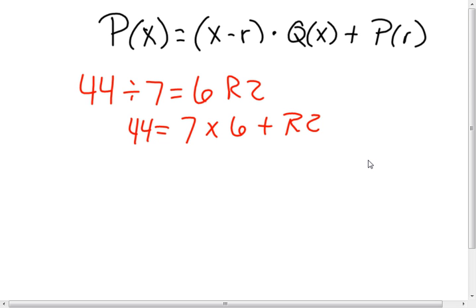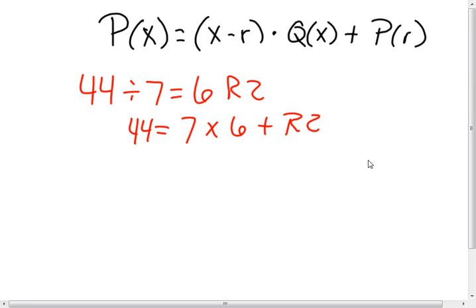At the top of the screen, you see the remainder theorem, and the remainder theorem says that a polynomial can be broken down into a binomial x minus r times the quotient plus p of r, that's the remainder. So in other words, in red, you see 44 divided by 7. We divide that out, the answer is 6, but you have 2 left over, so it's a remainder of 2. If we reverse this, 44 is equal to 7 times the 6, which would be 42 plus the remainder 2.